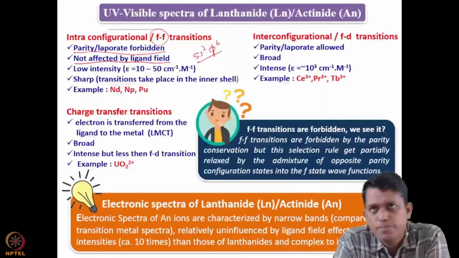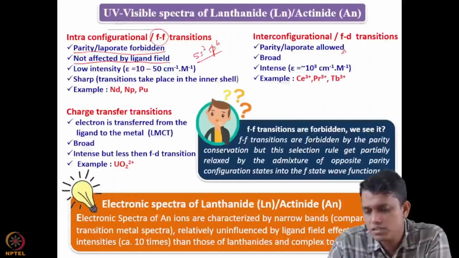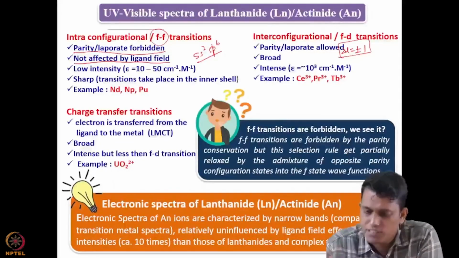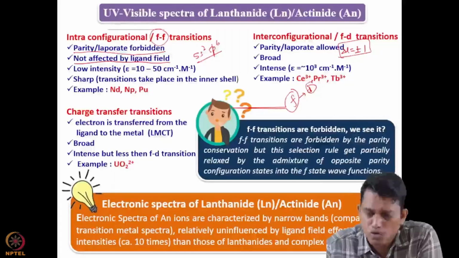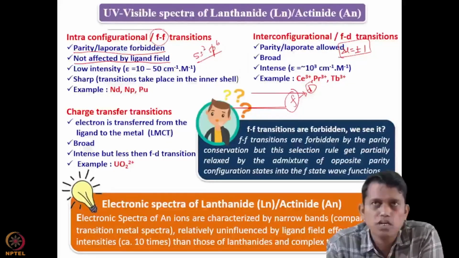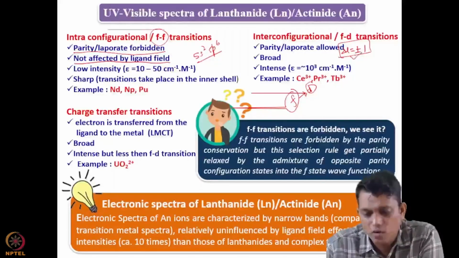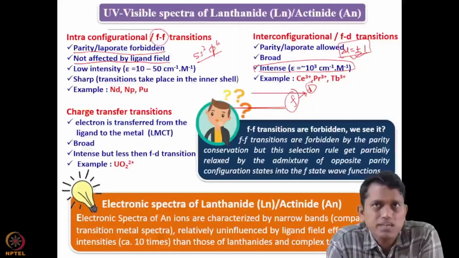Then we come to the interconfigurational transition, that is FD transitions. As we can see here, the L is following the Laporte rule. So these are fairly allowed transitions. But again, as we see, the electron is going from F to D, and this is not that shielded. Because of that, its broadness is quite on a higher side compared to the intraconfigurational transitions. And since it is an allowed transition, it is also an intense transition. Some examples are tripositive cerium, praseodymium, and terbium.